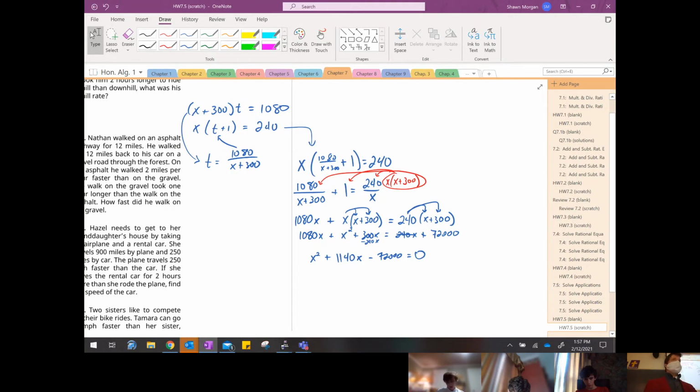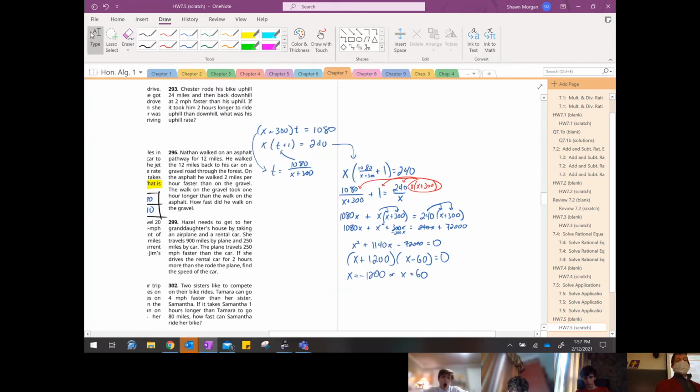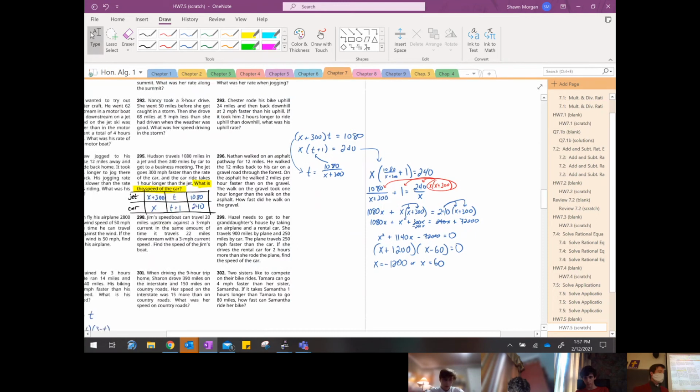Has anybody got this factored out by chance? Hey, no shame. So x equals negative 1200, which probably has a likelihood of being a what? Extraneous solution, right? Because what is x? What does x stand for in this problem? All right, that's why I highlighted it. The speed of the car. There ain't no car going negative 1200 miles an hour. Okay? But 60 is very reasonable.